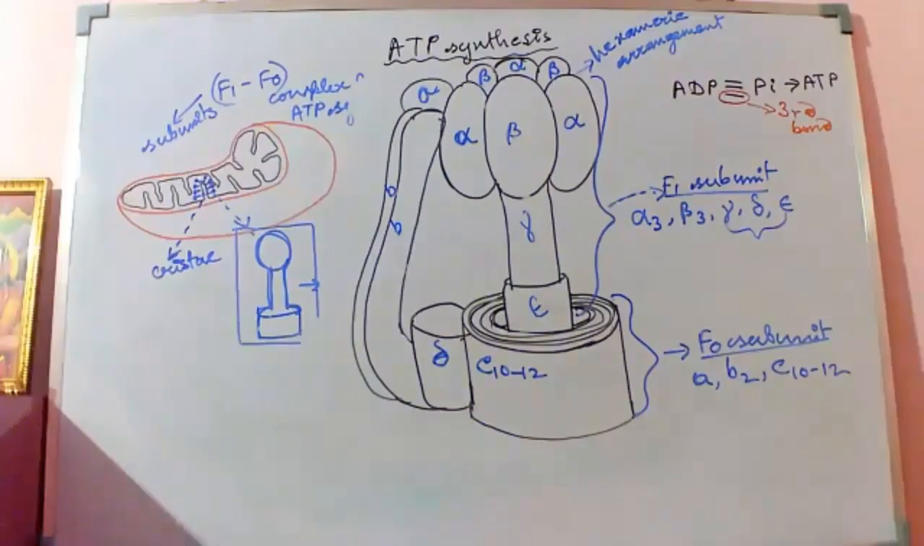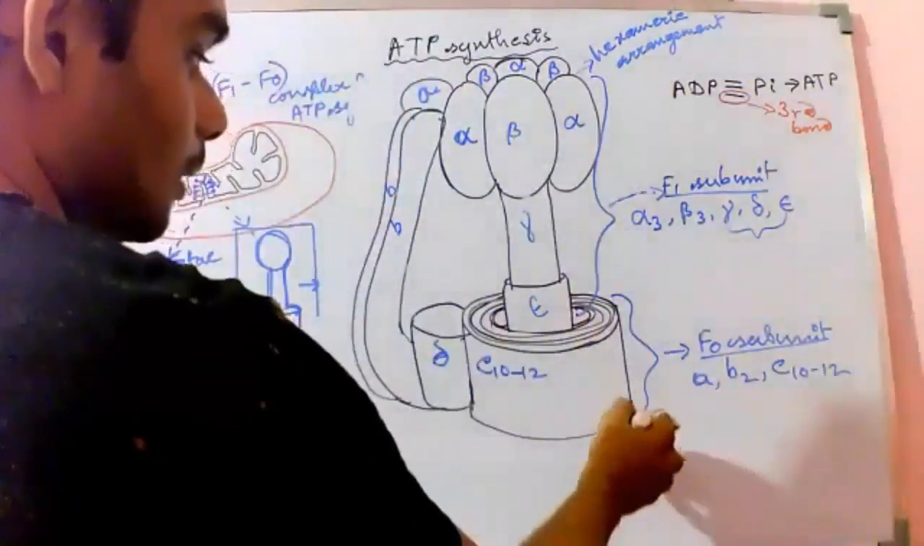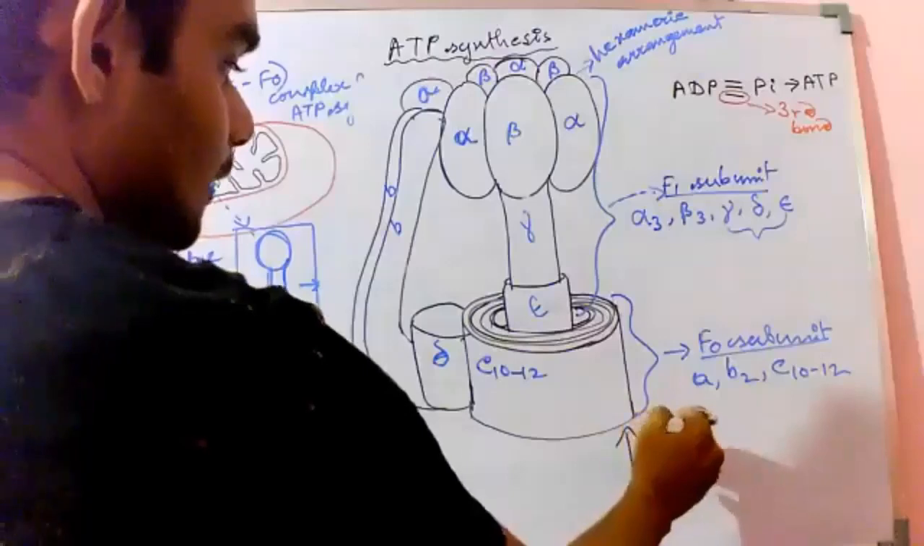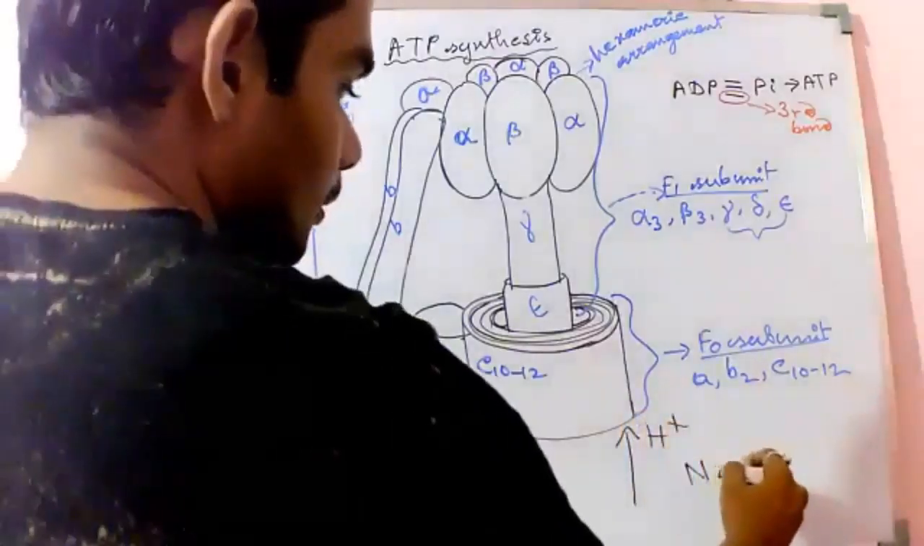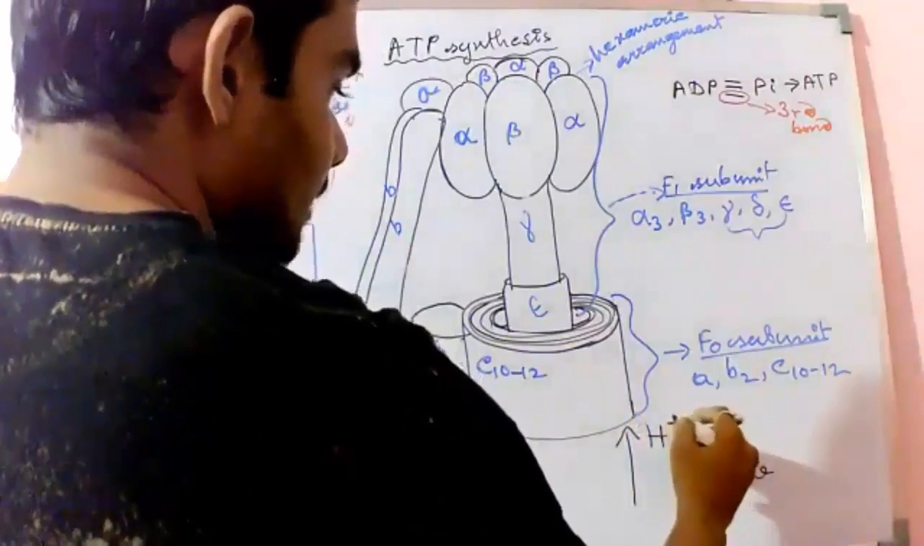The function of the F naught complex is to pump the proton. Pump the proton out of where? Out of the mitochondrial matrix. So the F naught complex pumps the proton, that is H plus, from the N side, or the mitochondrial matrix side.